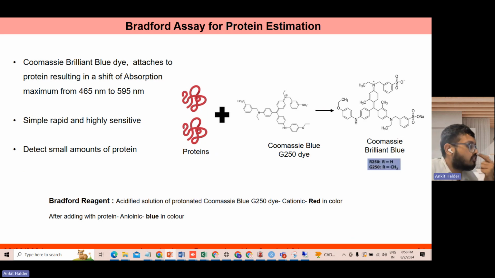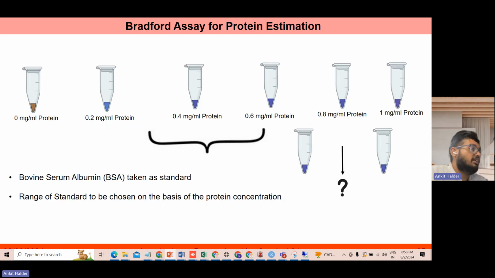So what is the Bradford reagent? The Bradford reagent is nothing but the acidified solution of protonated Coomassie blue dye, G250 dye, which is cationic and is red in color. When added to protein, it becomes anionic and blue in color. So this is again the same method.